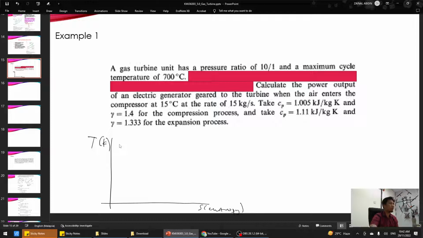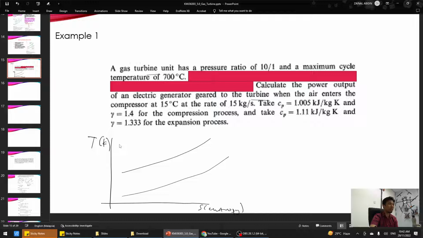A gas turbine unit, it says there is one compressor and one turbine, with the power output generator geared to the turbine. So basically the TS diagram for a gas turbine with one compressor and one turbine is just like this.